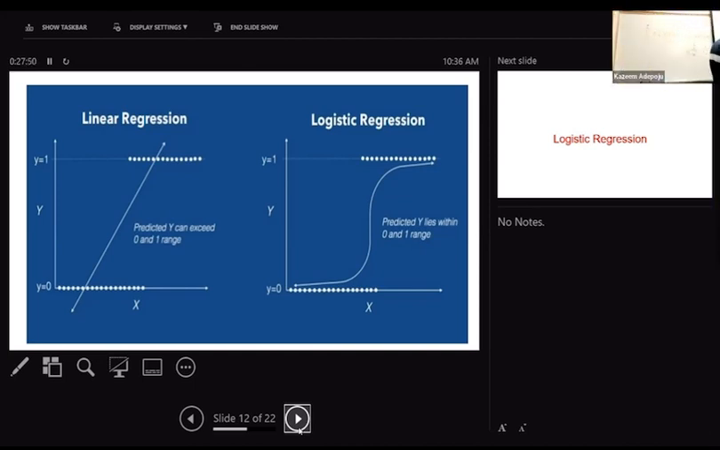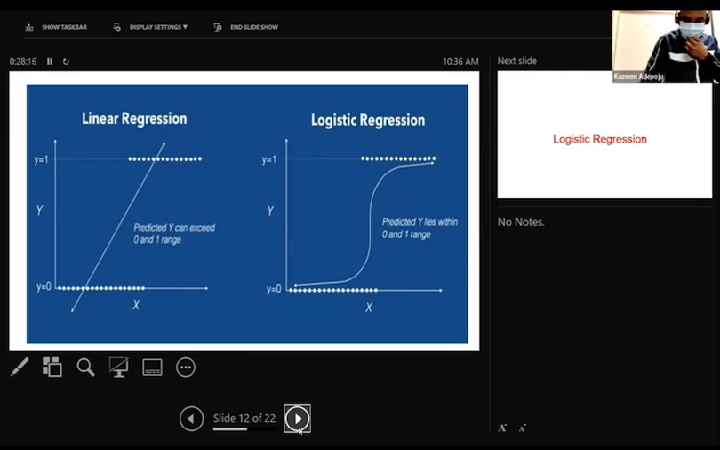Take a look at it. The linear one is going to go beyond the boundary, but this one is going to stay within it. Look at that. So that is different, and I want you to pay attention to this. Look at the range 0 to 1, right? When a response variable is categorical, it's going to be in the range of 0 to 1.